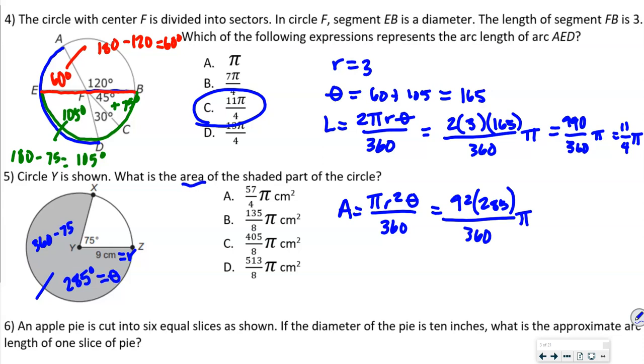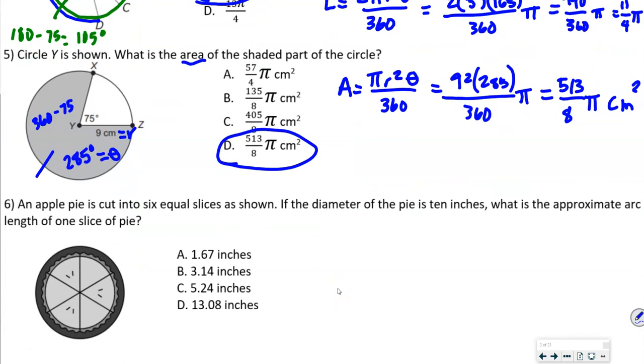end. So when I did this one, I got 513 when I reduce it over 8 pi. And that would be centimeters squared. So that would be D down here.